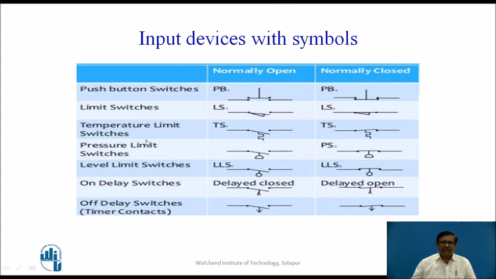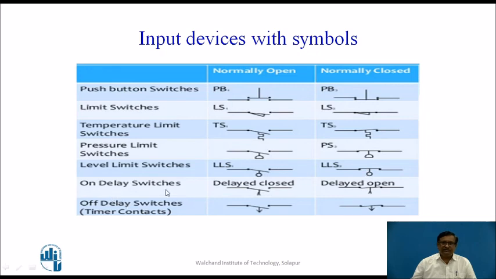Then we have temperature limit switches. This is also a switch, and here a temperature sensor is there. If a particular temperature is reached, this contact becomes closed, and in a normally closed contact it becomes open. Then there are pressure limit switches. Here a certain pressure is applied, and if a certain pressure is reached it becomes closed, and in this case it becomes open. Then level limit switches. Level means a liquid level, we can say. So here is a level sensor. If a certain level is reached, this becomes closed, and in this case it becomes open.